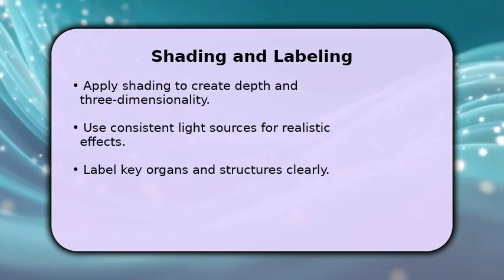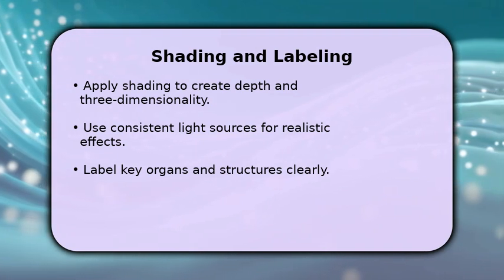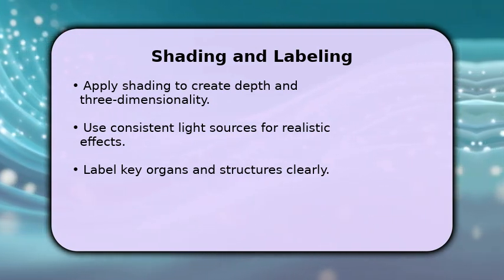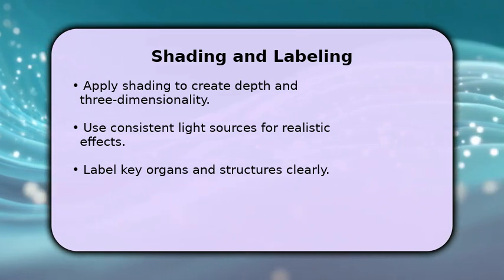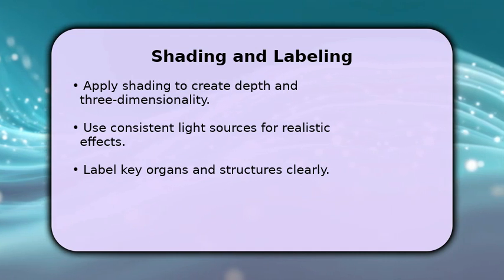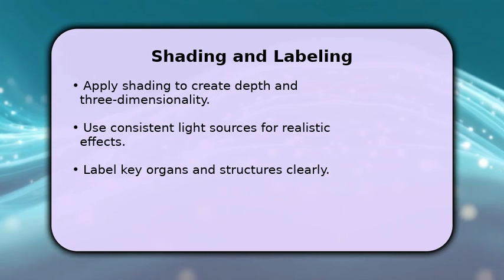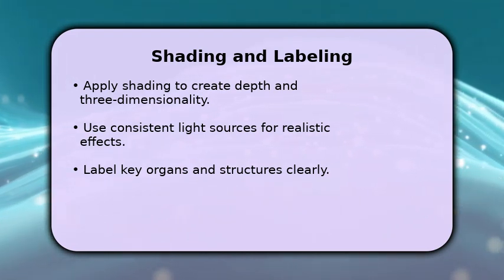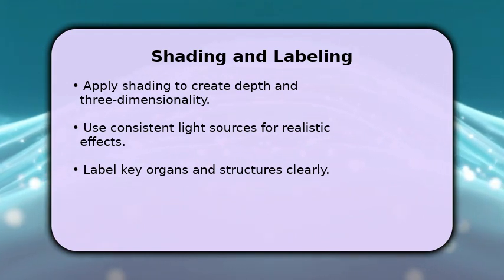Finally, let's add depth and clarity to your drawing. Use shading techniques to give your organs a three-dimensional appearance, indicating their curves and contours. Consider where your light source is coming from to apply shadows consistently. Once your drawing has depth, clearly label the major organs and any important structures. This final touch enhances understanding and makes your anatomical illustration both informative and visually appealing.